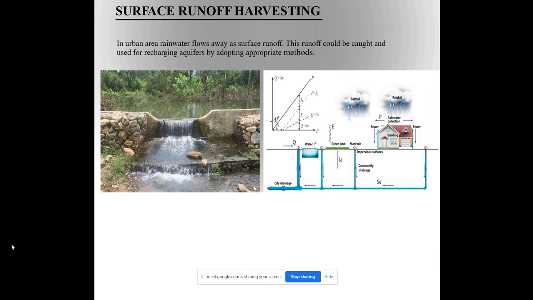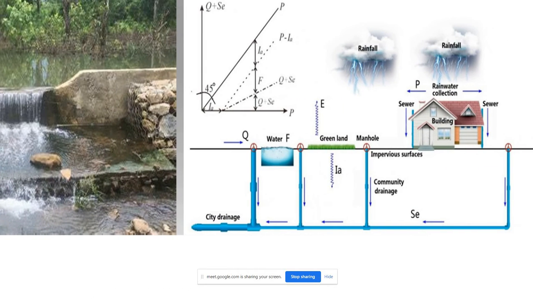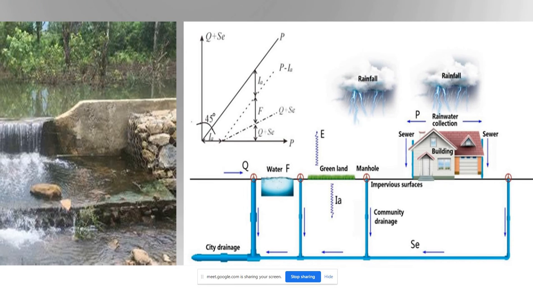What you have shown in this figure, can you explain this figure? Yes, ma'am. This figure shows surface runoff water harvesting area. This is, I think, about the drainage and rainfall.